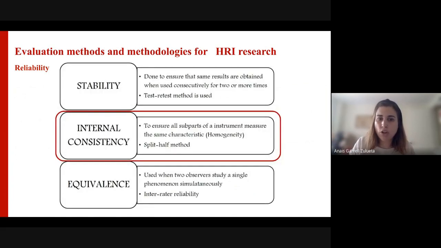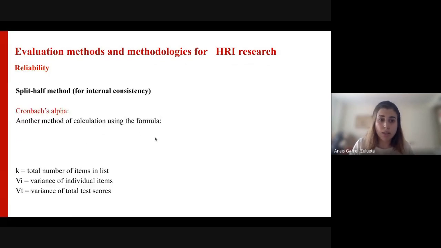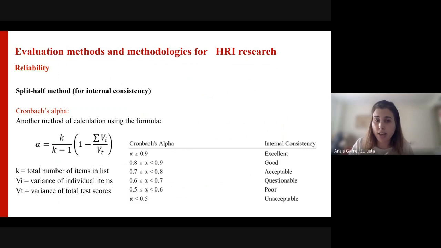Then we have the internal consistency. This is crucial. Imagine that you have some parts. One part evaluates the acceptability of the robot. So you have to evaluate if all the questions regarding this acceptability are in concordance. It's called the split half method. Very easy. With that method, what you obtain is the Cronbach alpha. This alpha tells us the consistency of the questions.